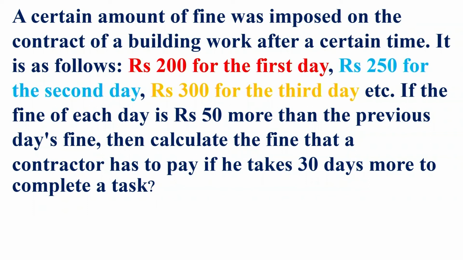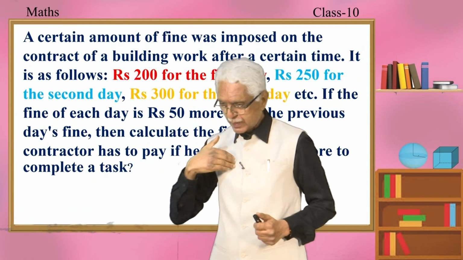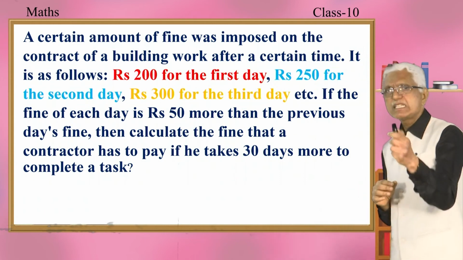Please observe. A certain amount of fine was imposed on the contractor of a building after a certain time. See, I have given this work for contract. One year, he has to finish. If he delays it by 1 day, he has to pay a fine. Second day delay, he has to pay a fine. How is he paying the fine?